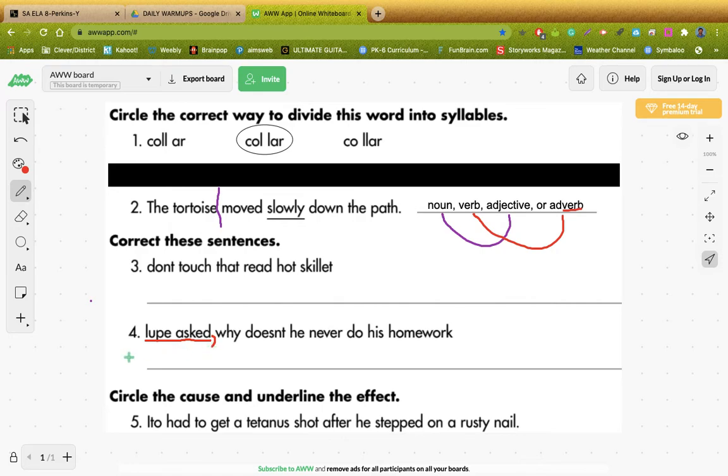Number 5, circle the cause and underline the effect. Ito had to get a tetanus shot after he stepped on a rusty nail. That is an awful picture, and that has happened to me. I have stepped on a rusty nail, and it went all the way through my foot, and it was awful. And I had to go get a tetanus shot. I had to immediately go to the doctor and get a tetanus shot. And the reason why you get a tetanus shot is because when you get a wound that deep, you don't want it to infect the tissue. And so a tetanus shot will stop the infection.